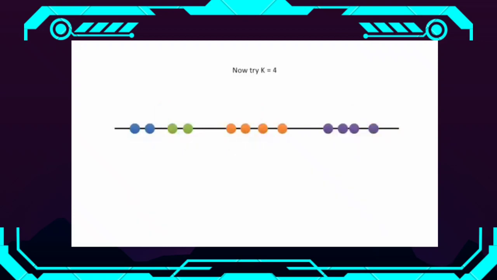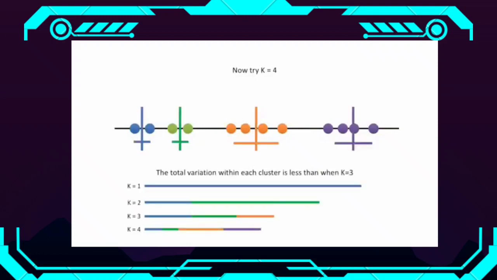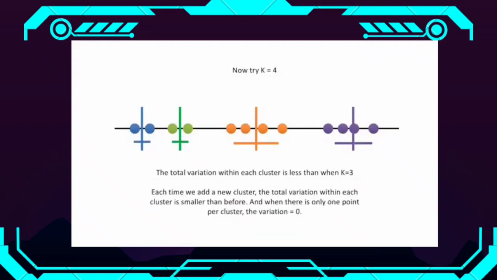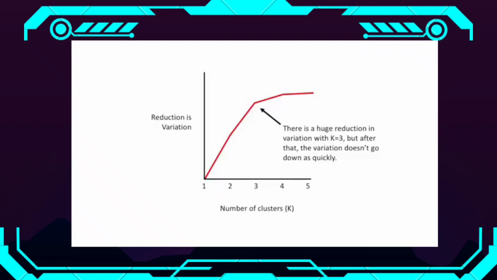Now try k equals 4. The total variation within each cluster is less than when k equals 3. Each time we add a new cluster, the total variation within each cluster is smaller than before, and when there is only 1 point per cluster, the variation equals 0. However, if we plot the reduction in variance per value for k, there is a huge reduction in variation with k equals 3, but after that, the variation doesn't go down as quickly. This is called an elbow plot, and you can pick k by finding the elbow in the plot.